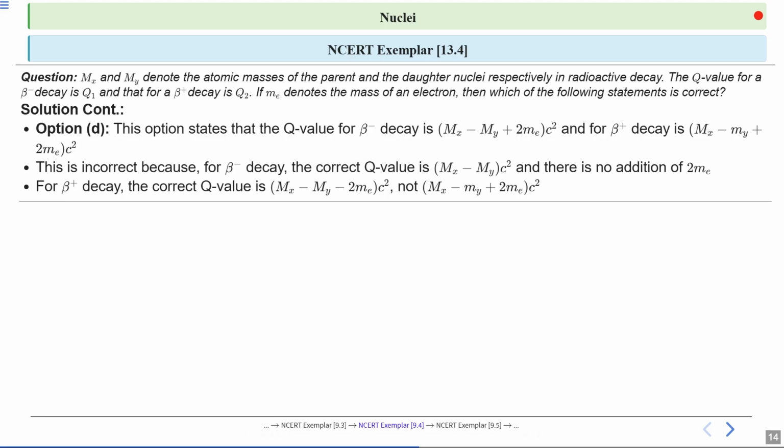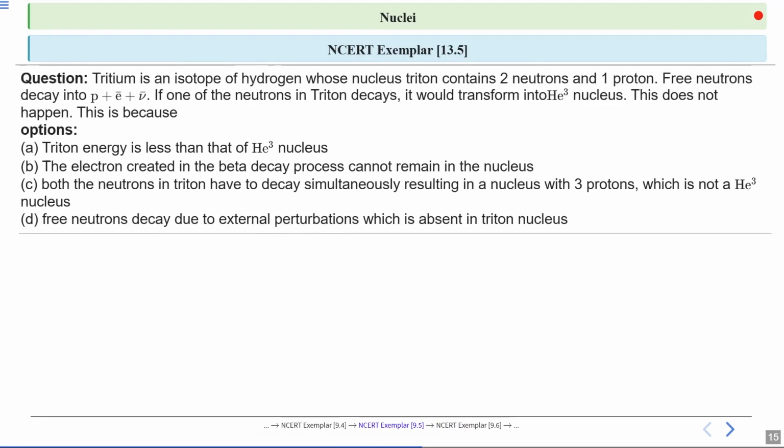So for beta positive decay, the correct value is Mx minus My minus 2Me C square, not Mx minus My plus 2Me C square.